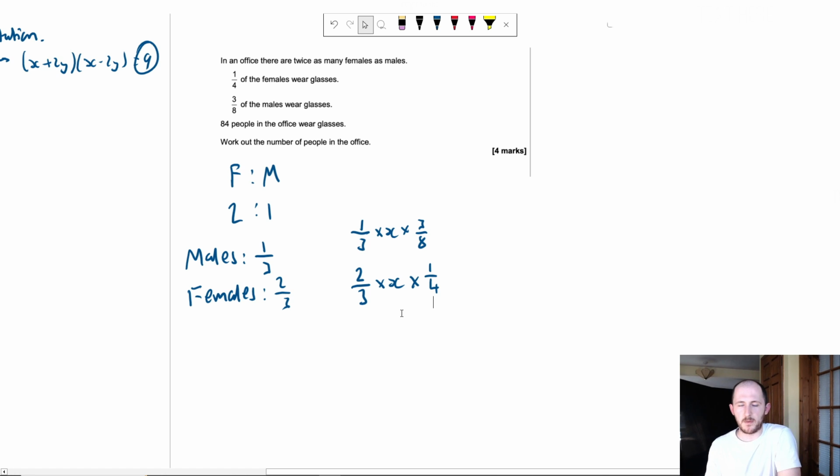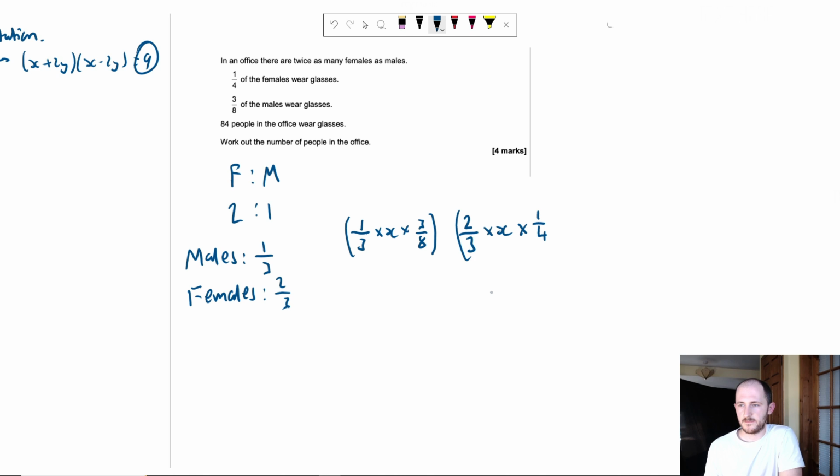Could probably have put this in a bit better order. So Lila, okay, yeah, cool. So it says 84 people wear glasses, right? So if I add these two things together, I should get 84. So... am I actually? No? Forget it.